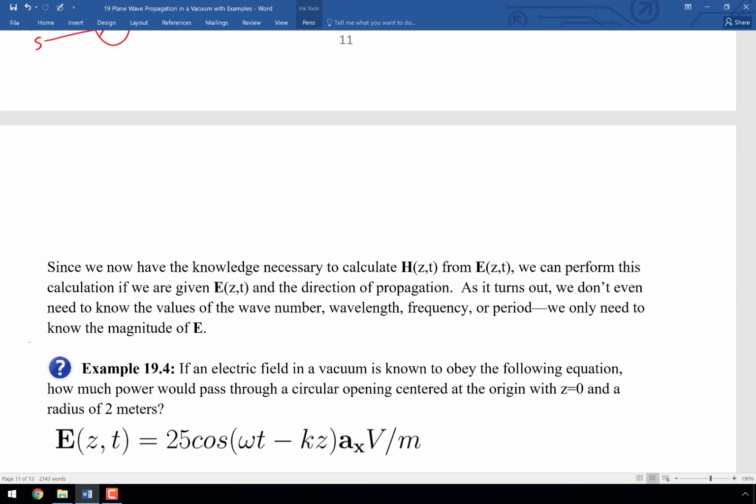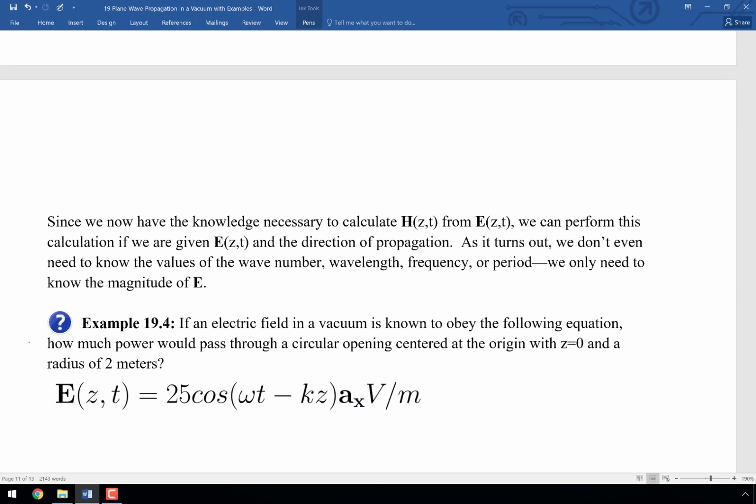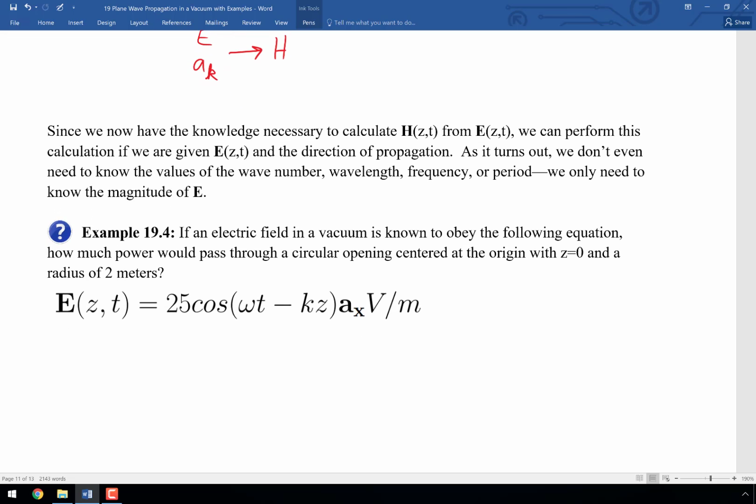And whatever portion of that is captured by a particular surface area, that's the portion that's going to be included in the power calculation. So it turns out that if we have the knowledge necessary to calculate H of z from E of z, then we can perform this calculation for the Poynting vector given just E of z and the direction of propagation. So if we're given E and the direction of propagation, from that we can calculate H, and from E and H we can calculate S. So what we want to do is calculate those things.